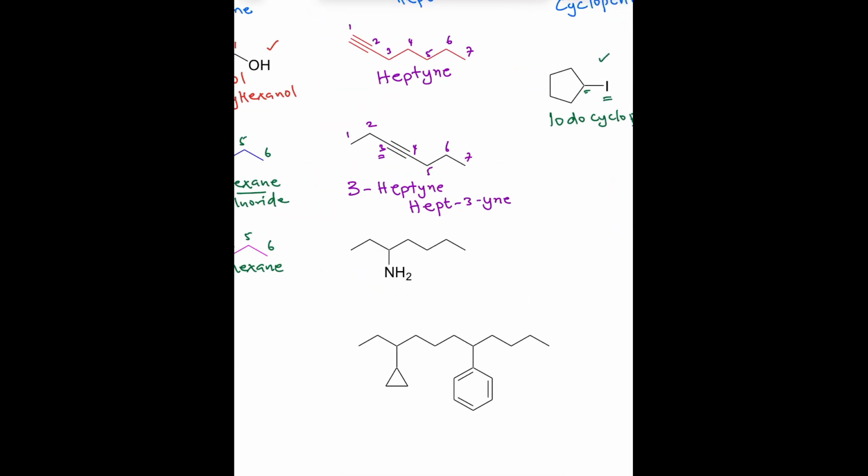Next, we look at the amine. So let's label the carbons 1, 2, 3, 4, 5, 6, and 7. We see that the amino group is on carbon number 3. So that becomes 3-aminoheptane.